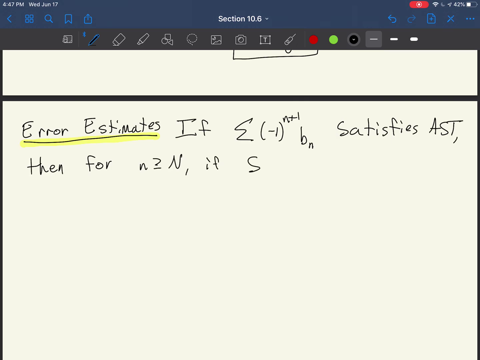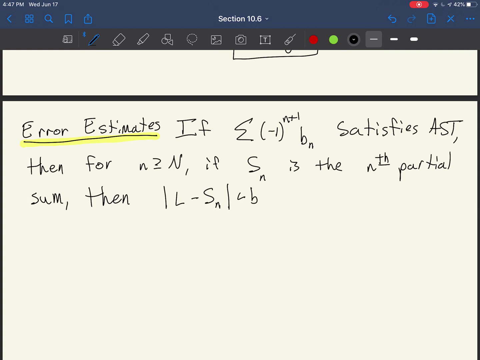then for little n bigger than or equal to that capital N, if Sn is the nth partial sum, I'm defining this notation again, then the absolute value of L minus Sn is less than b sub n plus 1, where L is the actual sum.